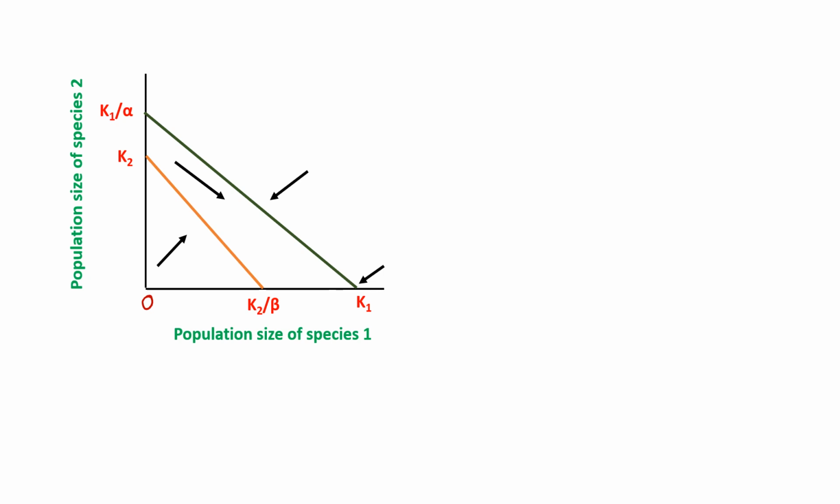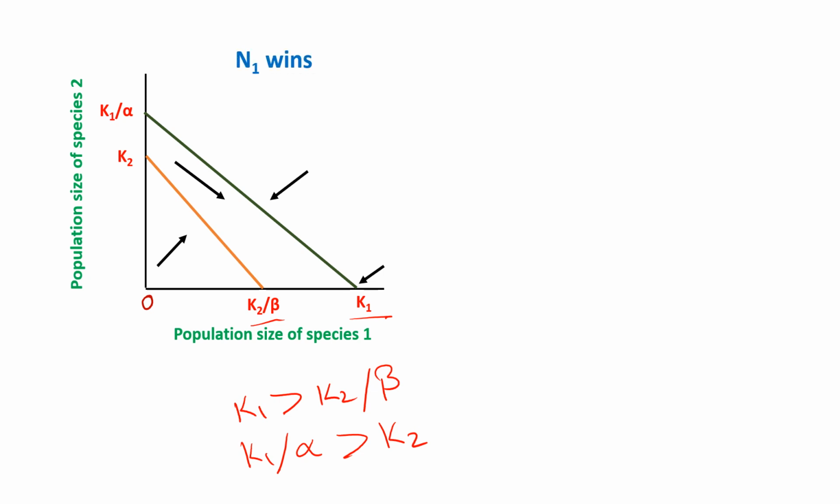But in any ecosystem, the two species live together. When these two species live together, what would happen when they compete with each other? We get this kind of graph where K1 is greater than K2 upon beta, as we are seeing, and K1 upon alpha is greater than K2. In this situation, the N1 species wins.